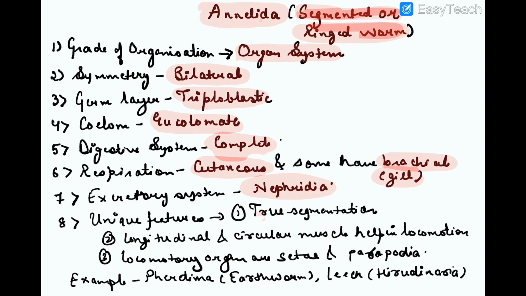Unique features: they have true segmentation, means they have metamerism, means body is externally and internally divided into segments. They have longitudinal and circular muscles which contract and help in locomotion. Locomotory organs are setae and parapodia. Examples of Annelida are earthworm, that is Pheretima posthuma, and leech, that is Hirudinaria.